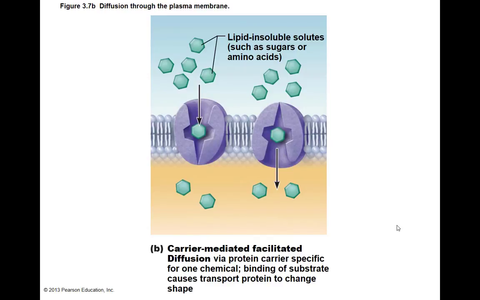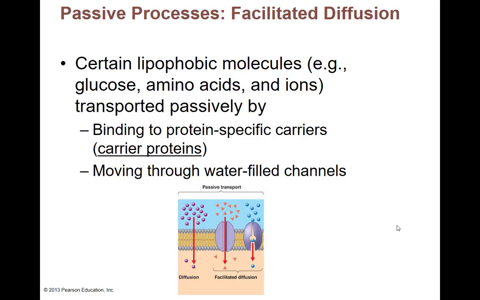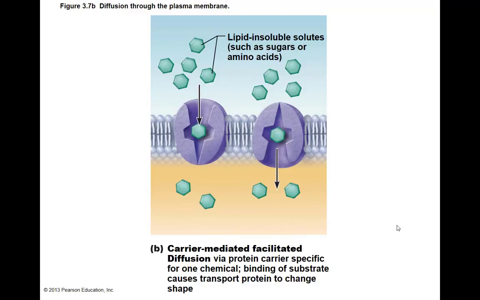Here's the one out of your book. So, the carrier proteins, they are specific. Like this one is specific for little blue circles. This one is specific for green hexagons. The carrier ones are specific for what they move across.